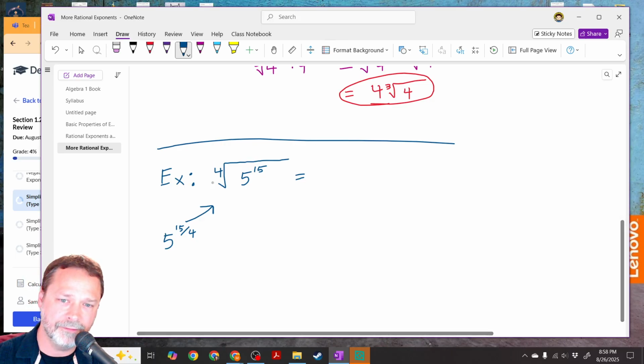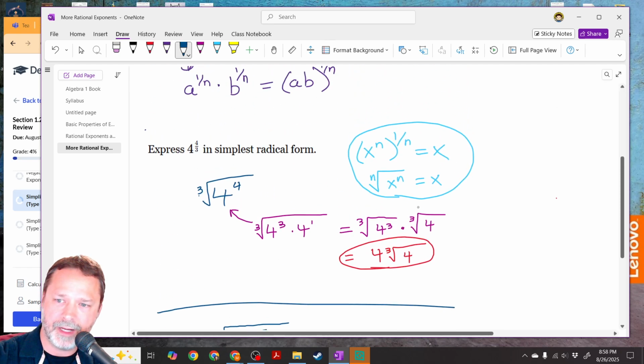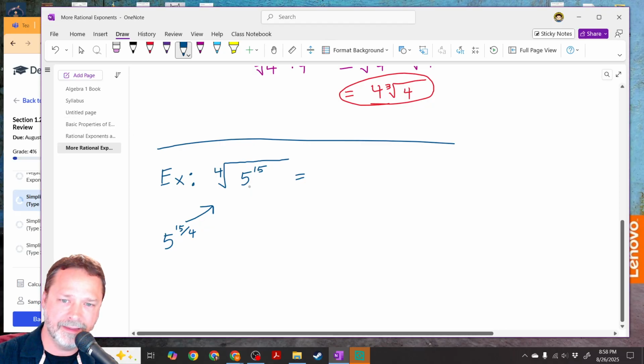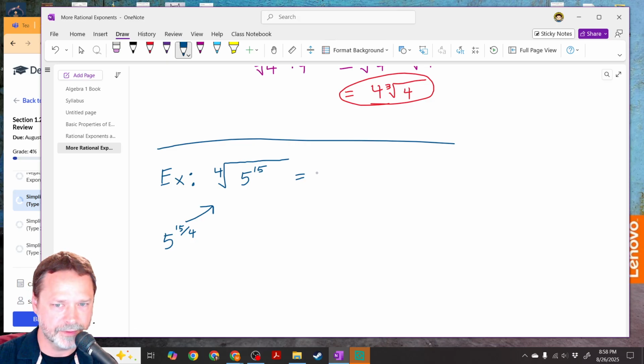Well, since I have a 4th root, and I have this property that the nth root of x to the n is x, I want to get my 5s in groups of 4. This is the way to think about it. 5s in groups of 4. So I'm going to rewrite these. I'm going to say the 4th root of 5 to the 4th, times again the 4th root of 5 to the 4th.